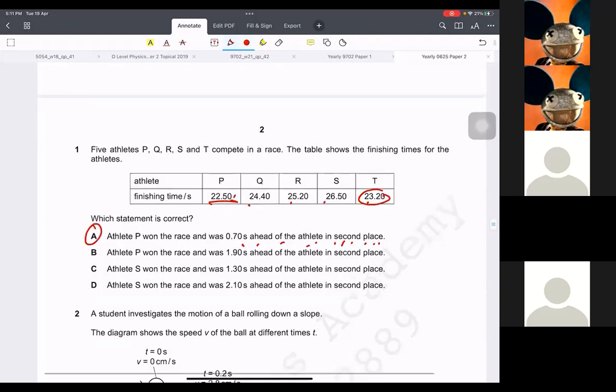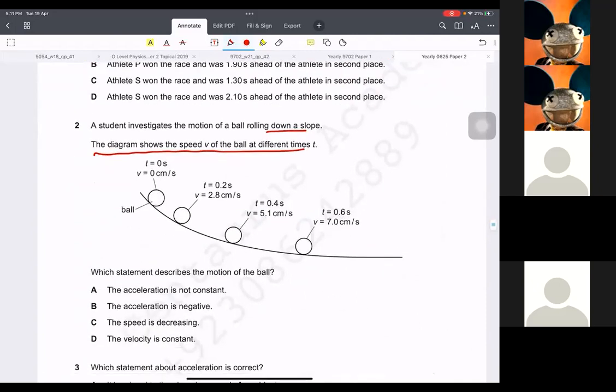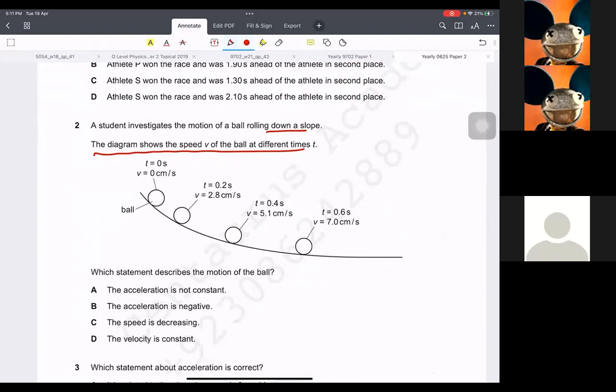Yes, that's correct. The student investigates the motion of a ball rolling down a slope. The diagram shows the speed of the ball. Which statement describes the motion? The acceleration is not constant because the speed keeps on increasing unevenly. That is 4 points. Yep, that's true.